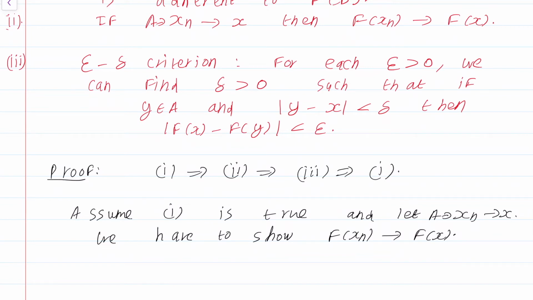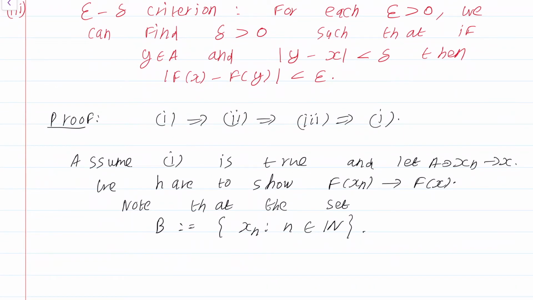Okay. Note that x_n, this is the set x_n. So let me be ultra precise what this set is. Note that the set B, which is defined to be x_n such that n is in N. Okay, I am considering all the points in the sequence x_n. Note that the set B has x as an adherent point. Well, that's because x_n converges to x. That's the very definition of an adherent point.